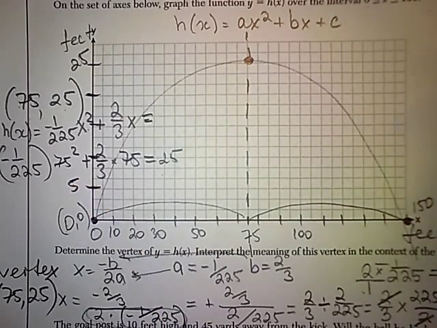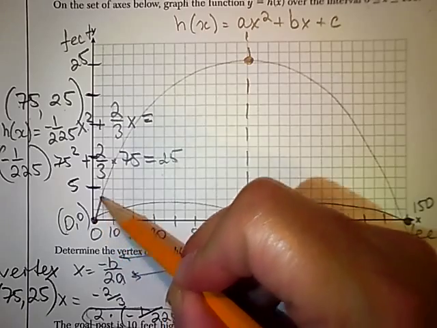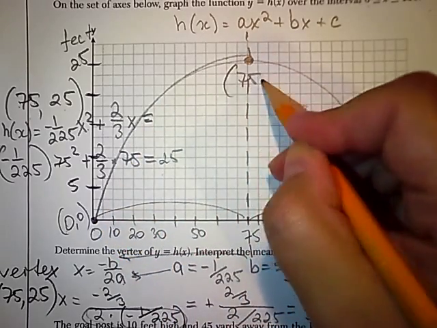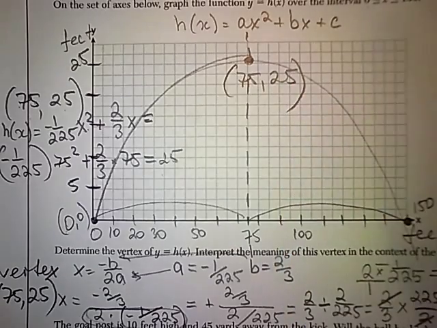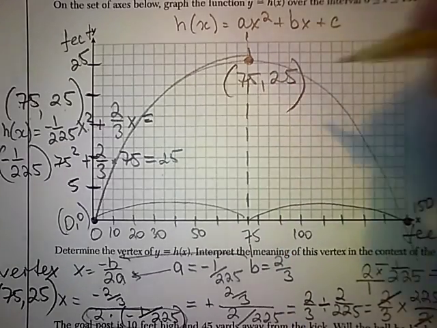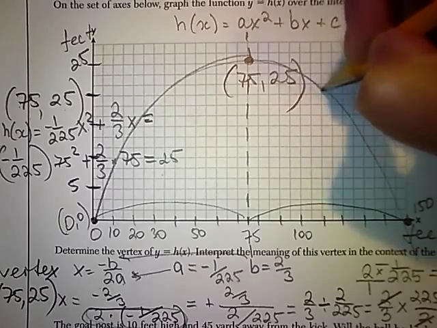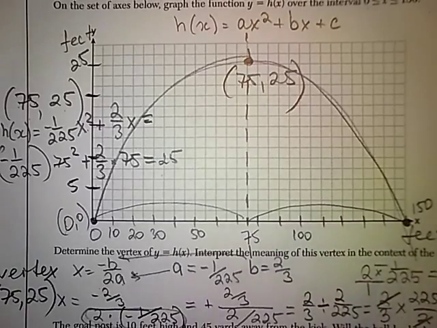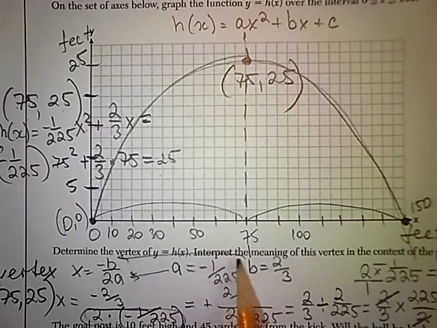So the ball goes up to the highest point, which is (75, 25), and the units are feet, and then the ball goes down to the point (150, 0). We found the vertex. Let's try to answer the next question. Interpret the meaning of the vertex in the context of the problem.